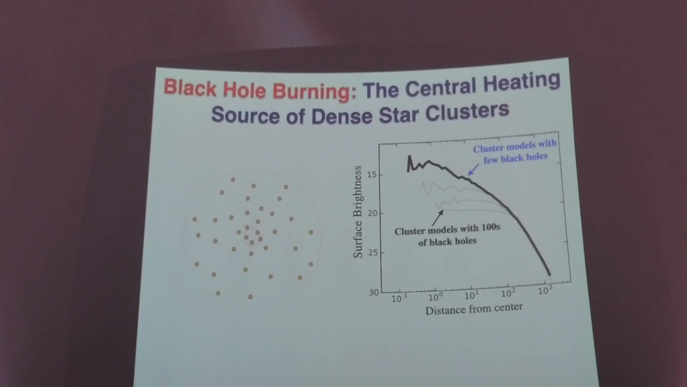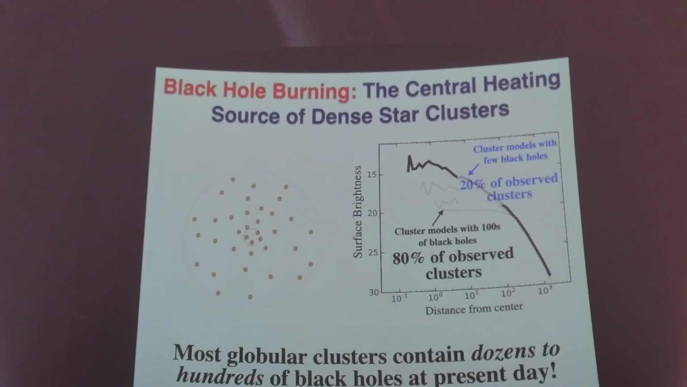So core collapse is the fate of all clusters. But again, because about 80% of the clusters that we see today are not core collapsed, they still have cores, we think most clusters still have dozens, even hundreds of black holes left over from that initial population of 1,000 in their centers today. So most globular clusters have dozens to hundreds of black holes in their centers.